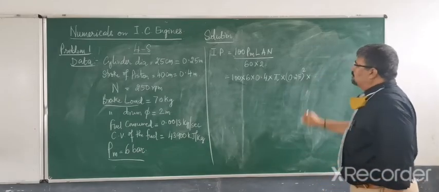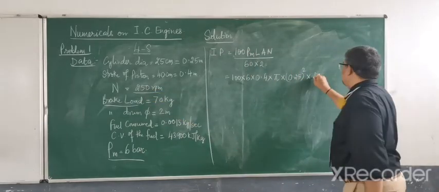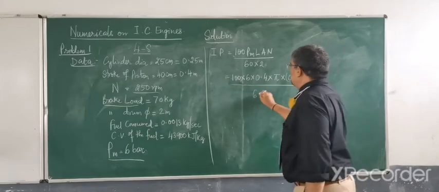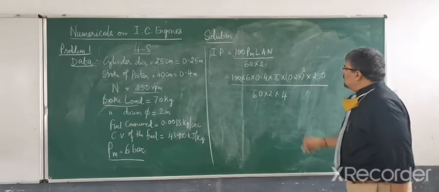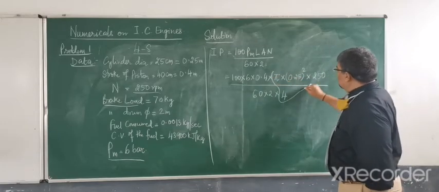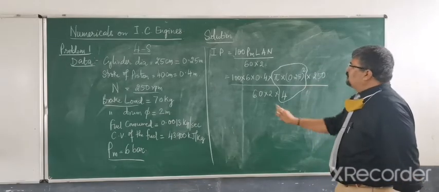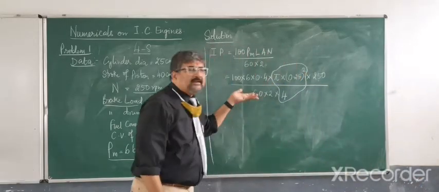Then N. What is the value of N given as? The crankshaft RPM is given as 250, divided by 60 into 2, multiplied by 4. Okay, so this part gives me the area. Once you substitute these values and use a calculator, it's just a matter of calculating this.